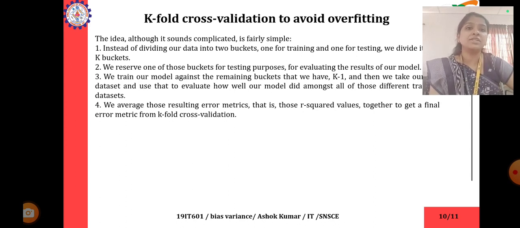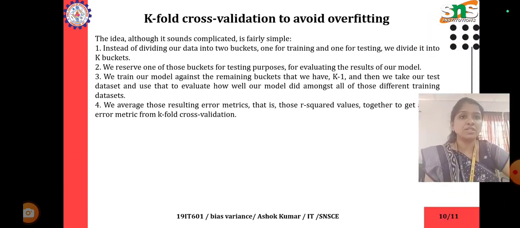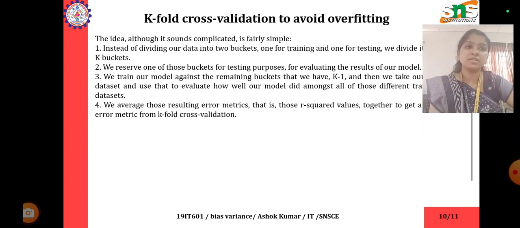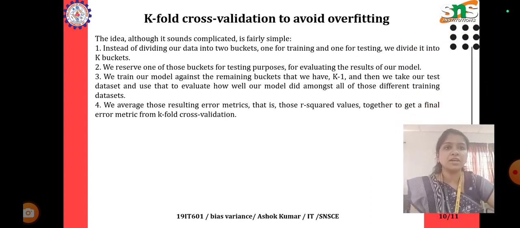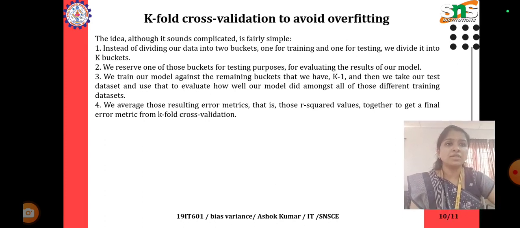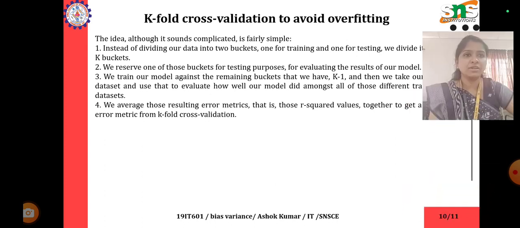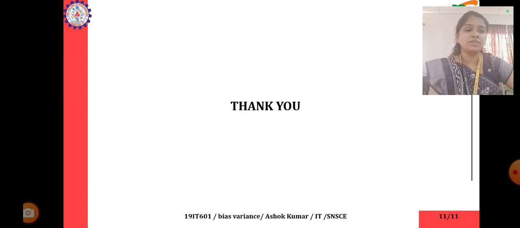Instead of dividing our data into two buckets, one for training and one for testing, we divide it into k buckets. We reserve one of those buckets for testing purposes, for evaluating the test results of our model, and we train our model against the remaining k minus 1 buckets. Then we evaluate how well our model did amongst all those different training data sets. We average those resulting metrics, that is R square values, together to get a final error metric from the k-fold cross validation algorithm.